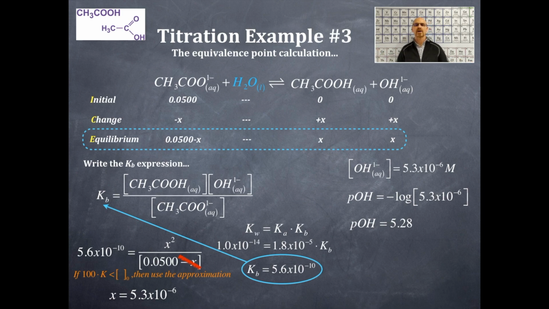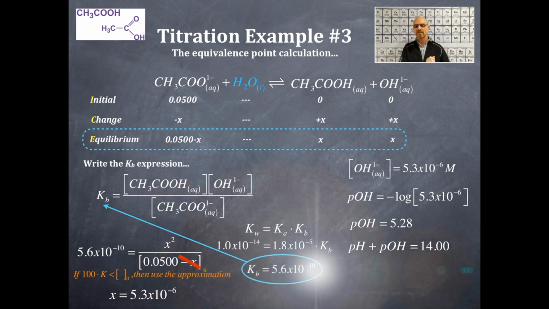I still need to solve for the pH. The pH plus the POH is equal to 14.00. I'm going to plug in the POH into this and then solve for the pH by subtracting 5.28 from both sides. And I'm going to get a pH of 8.72. Okay, 8.72 is the equivalence point pH.